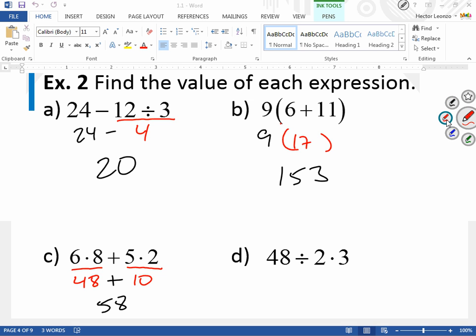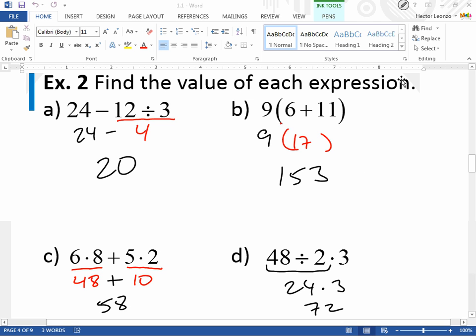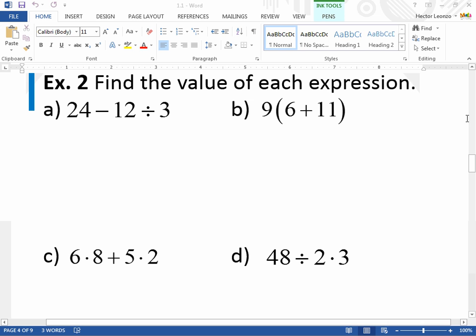Same thing for my example D. I see division and multiplication, right? First, I see no groups. I see no exponents. Now, in multiplication and division, I see two cases, but I have to do the one on the far left first. 48 divided by 2, so that gives me 24 times 3. 24 times 3 gives me 72. So that's my answer. Remember, groups first, exponents, then multiplication, division, and the last thing, subtraction or addition.